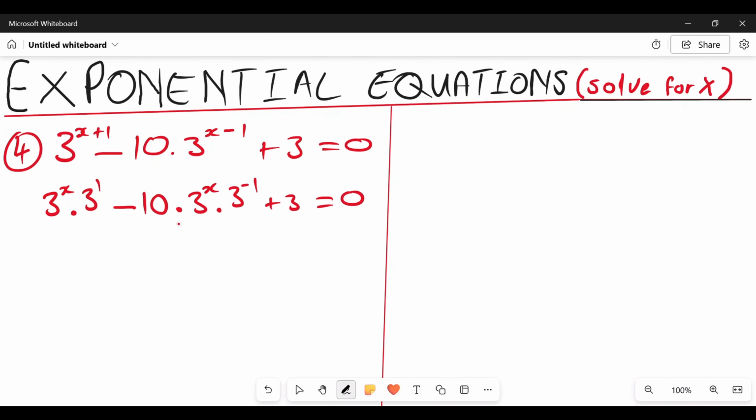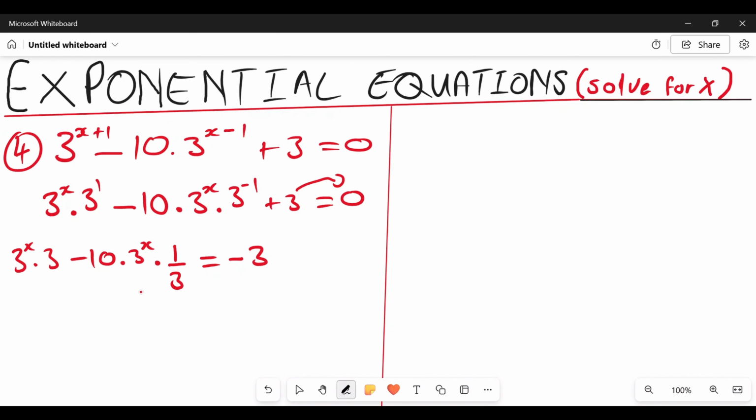Right. So here, guys, what we can do is transpose this 3 to the right hand side. So when you do that, we're going to be left with 3 to the power of x multiplied by 3 minus 10 multiplied by 3 to the power of x multiplied by, remember, this 3 here to the power of negative 1, we can apply the law of negative exponent, which is the same as 1 over 3. And then this side now we're going to be left with negative 3. If this 3 goes to the right hand side, it changes its sign, becomes negative.